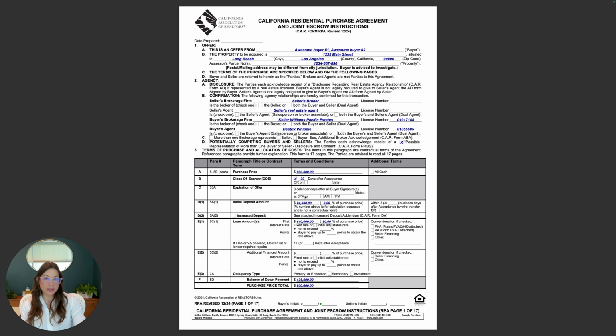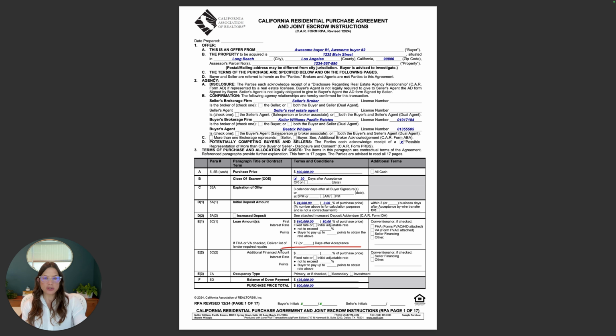The seller could cancel on you, and that money is refundable to you should you back out until you release all of your contingencies. Here's the loan amount. In this example, it's an 80% loan, 20% down, so your loan amount is $640,000. Unless you check any of these boxes right here, it's a conventional loan. If you're doing FHA, VA, or any other type of financing, you would check these boxes.